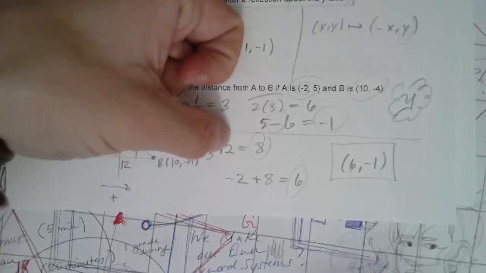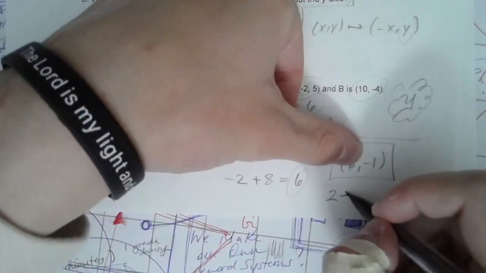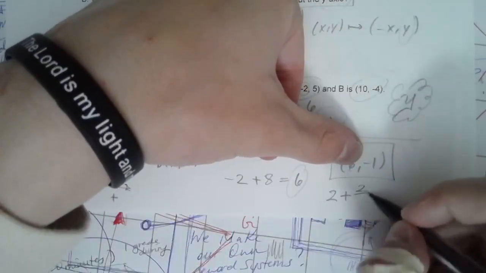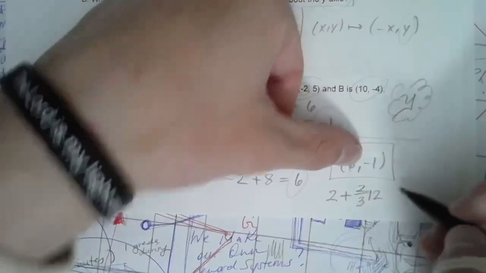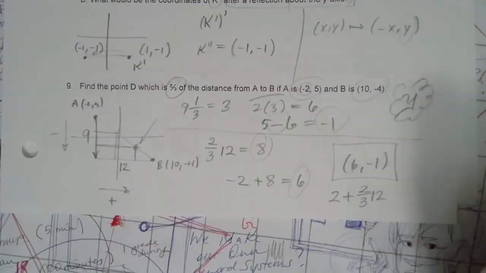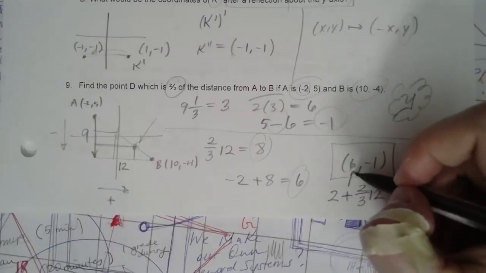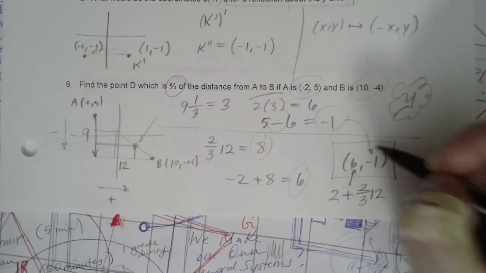Alrighty? What I'm doing here is I'm literally saying move to the right 2/3 of 12, which was the change in the x direction. That's how I got that point. All right. And the same thing for y. I just did it in different steps.